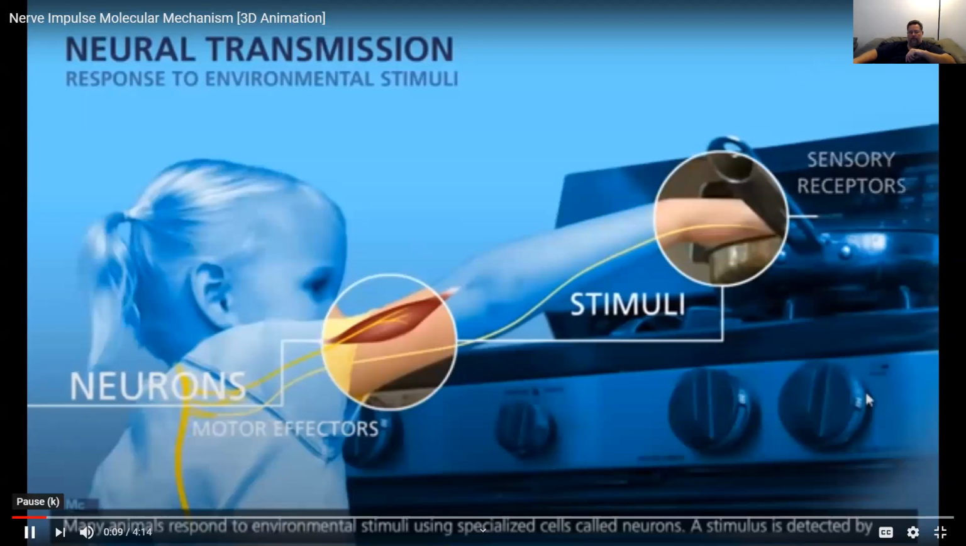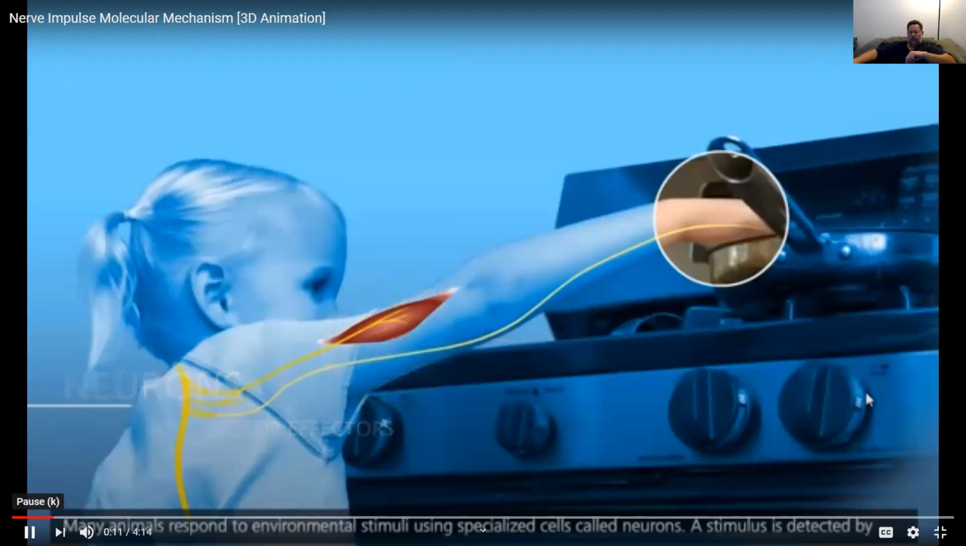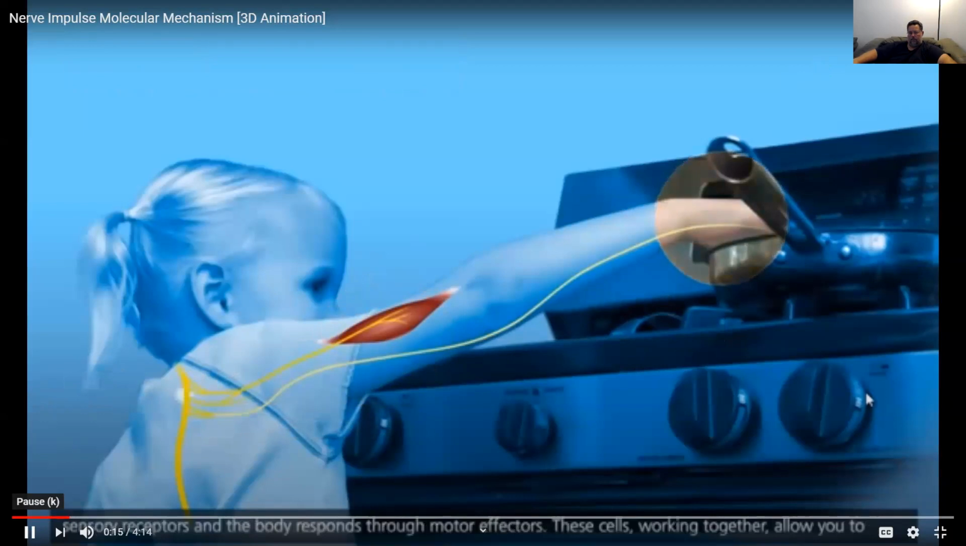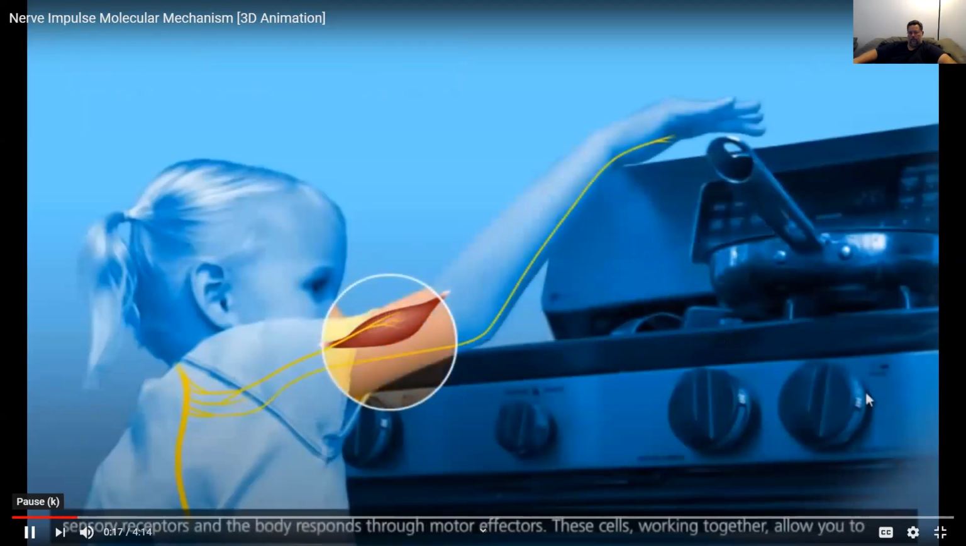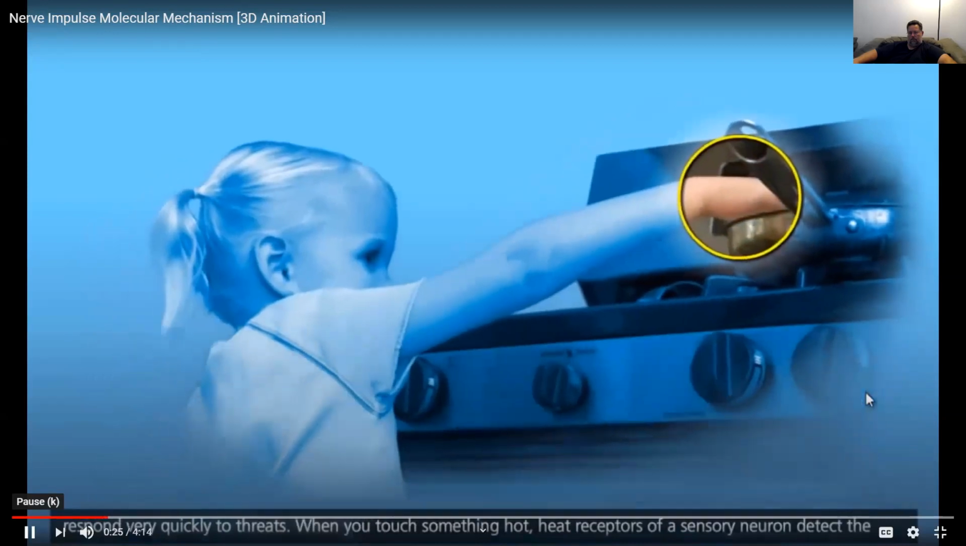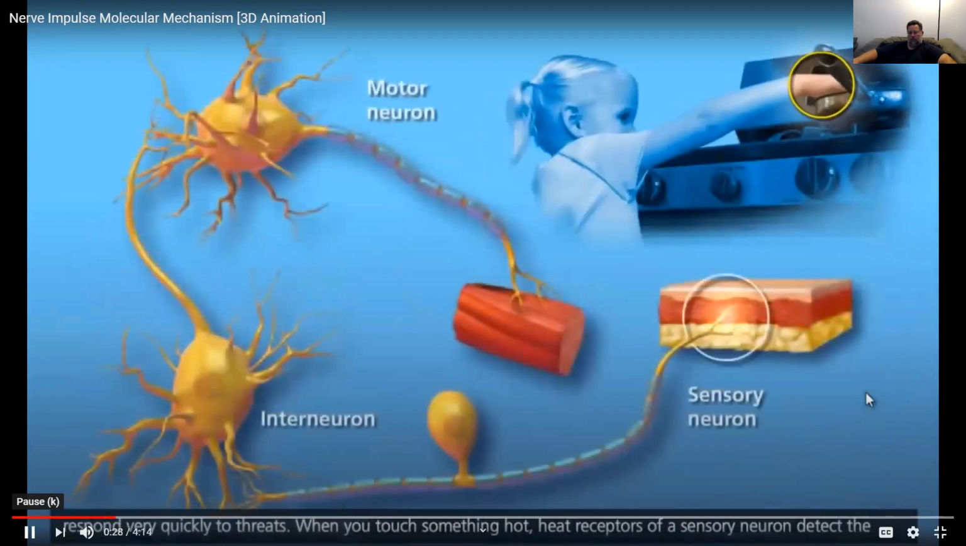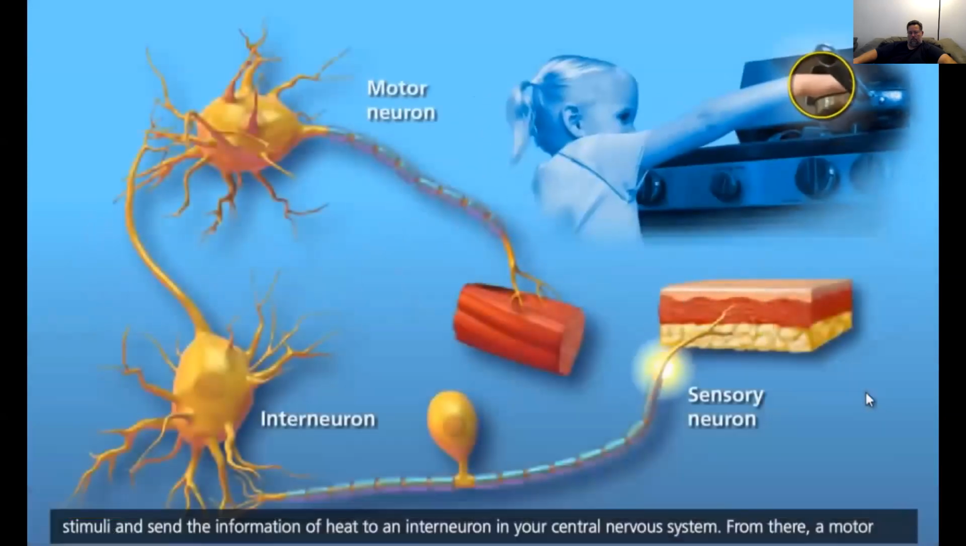Respond to environmental stimuli using specialized cells called neurons. A stimulus is detected by sensory receptors, and the body responds through motor effectors. These cells working together allow you to respond very quickly to threats. When you touch something hot, heat receptors of a sensory neuron detect the stimuli.